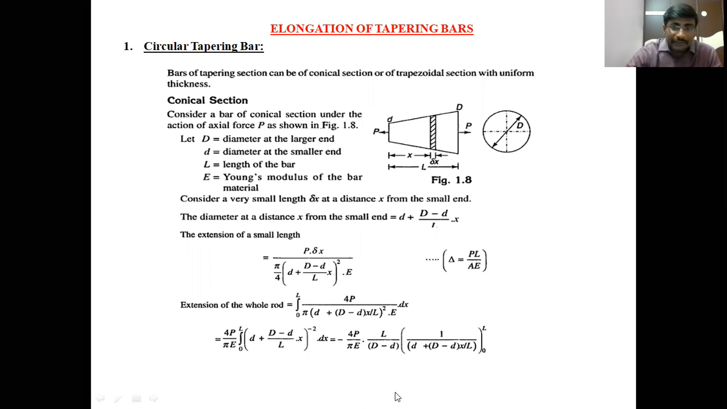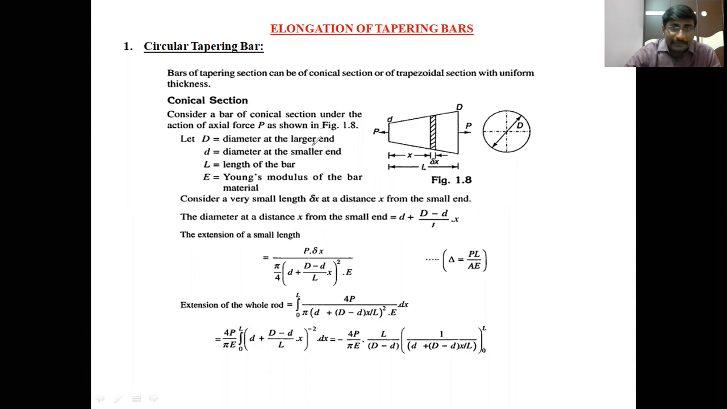One of the diameters is taken as small d here, and another diameter is capital D. Clear? On this taper rod, we are applying a tensile force, acting axially. So by applying the tensile force on this taper rod, how much does this taper rod elongate? The formula PL by AE is not applicable throughout the length. That's why here consider a bar of conical section under the action of axial force P as shown in figure.